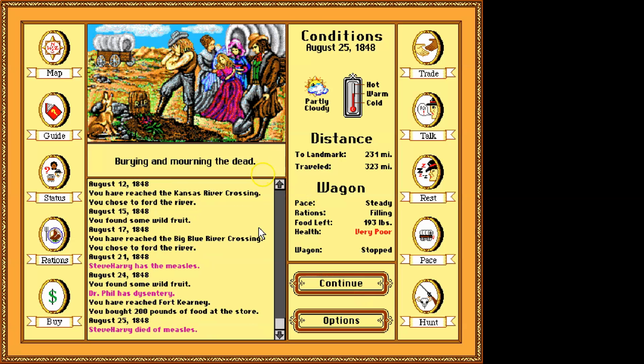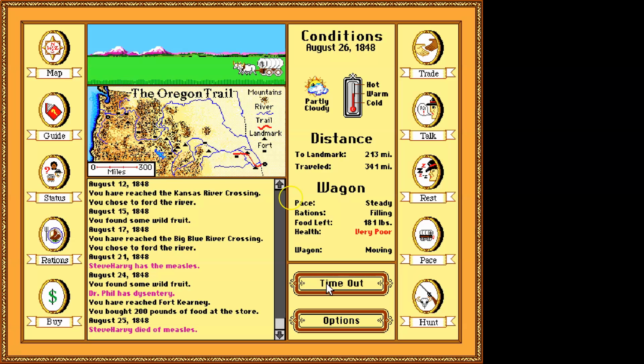Oh my god. Steve Harvey died of measles. Press F to pay respects for Steve Harvey, people. This is very sad. Moment of silence for Steve Harvey. And let's go. Continue. So any bonus I would have had from having the entire crew survive has now been forfeited because we've lost one of our members.